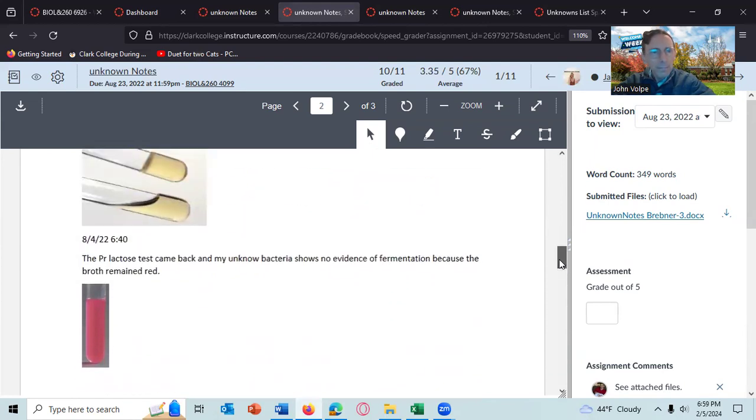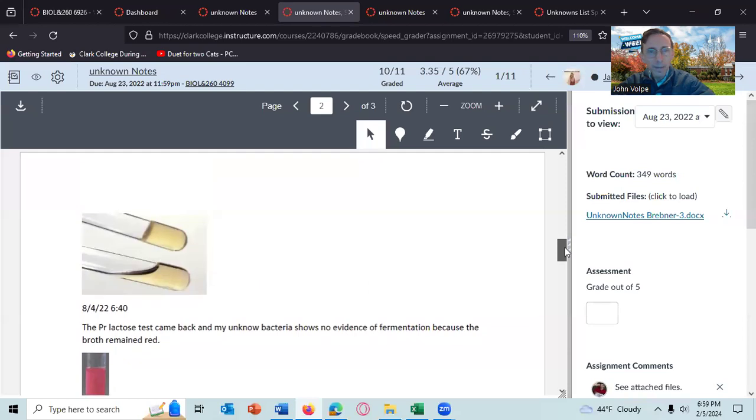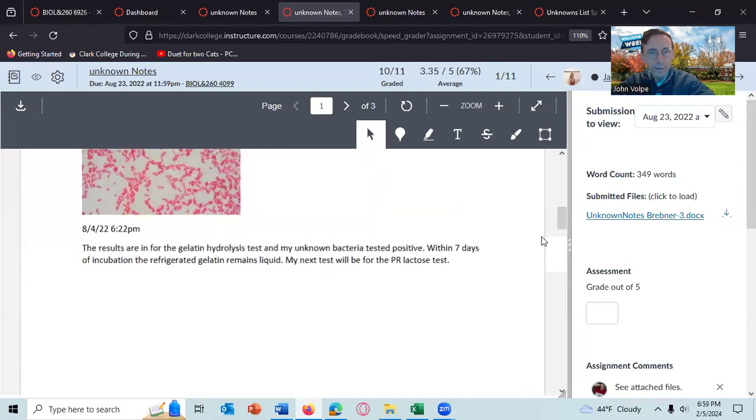So there's the conclusion, no evidence of fermentation. And for the gelatin, let's see what that is. The gelatin remains a liquid, so it's gelatin hydrolysis positive. They didn't state that. Oh, there it is right there.